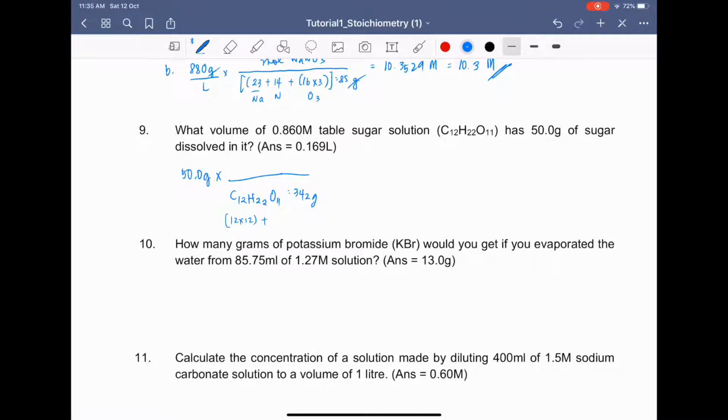Twelve times 12 plus 22 plus 16 times 11. Let me just write it down here so that you can easily refer. So we already have mole of table sugar.